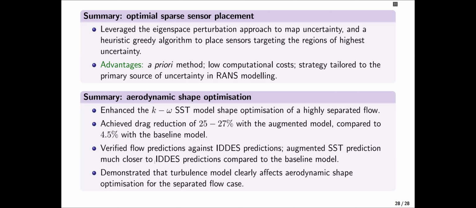And then we also showed that the turbulence model does affect the outcome of the aerodynamic shape optimization, because we had the Wilcox k-omega producing a totally different shape to the SST and the FIML model. With that, my presentation is over, so I'll take any questions.